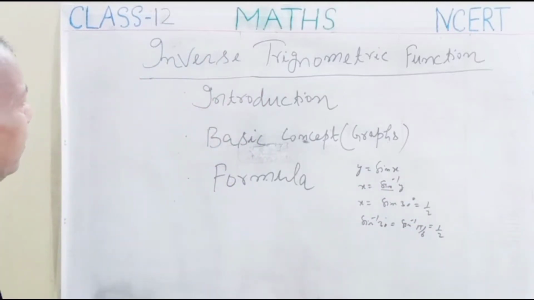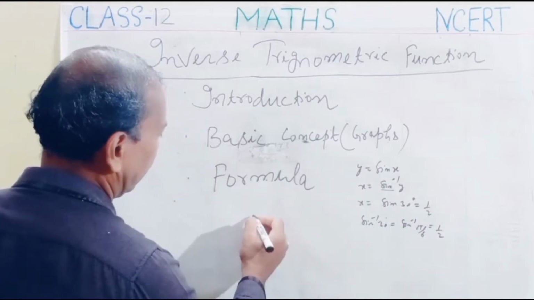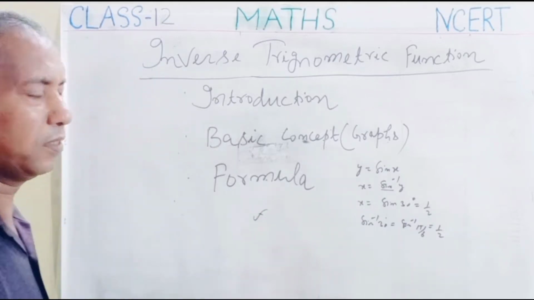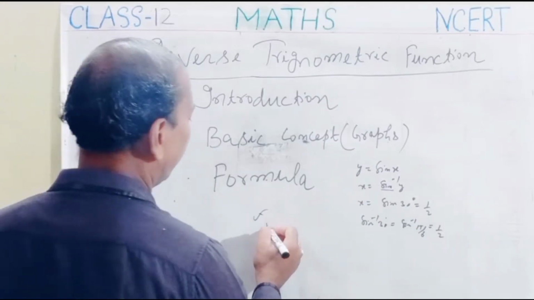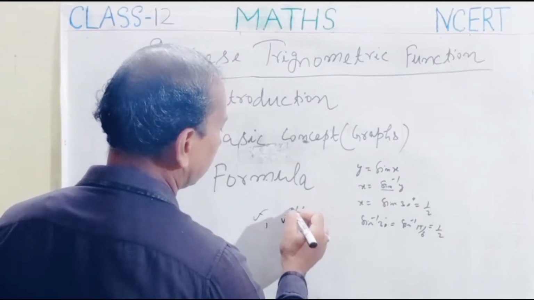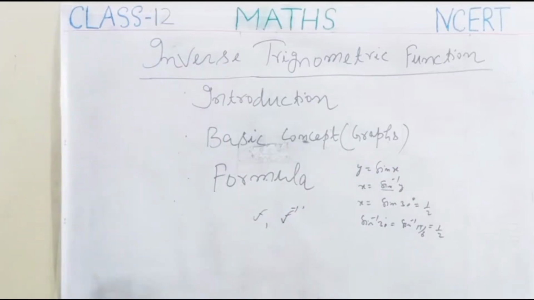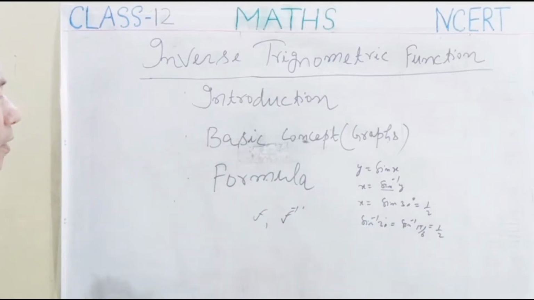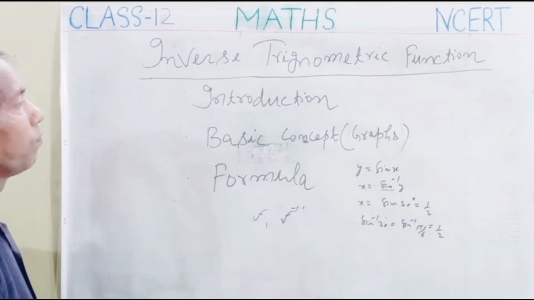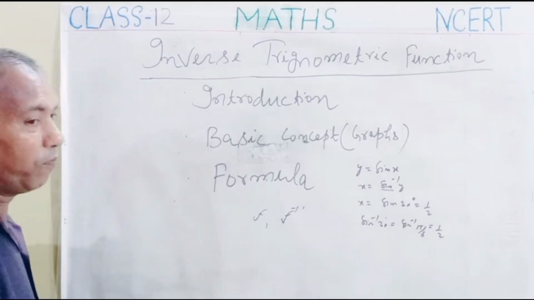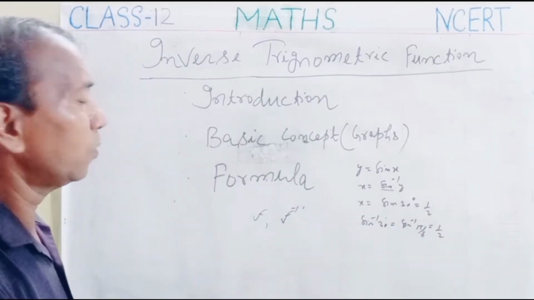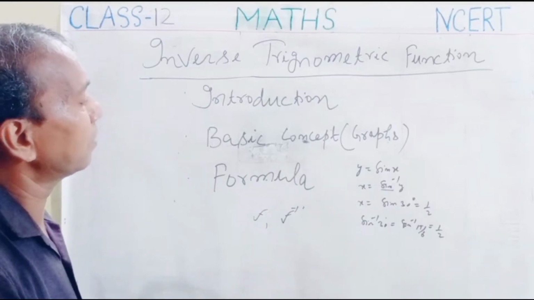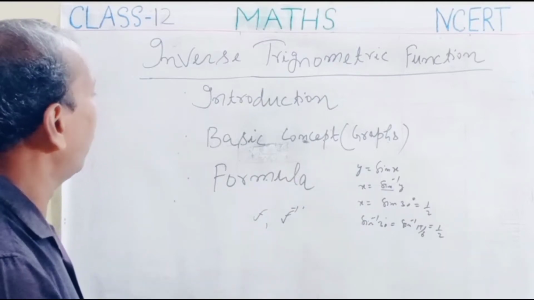So mind it, in the case of inverse trigonometric function, suppose a function f is given and we want to find its inverse. How do I find the f inverse of this one? In this case, one important thing is that the function must be one-one and onto. If the function is not one-one and onto, you cannot find the inverse of the function.